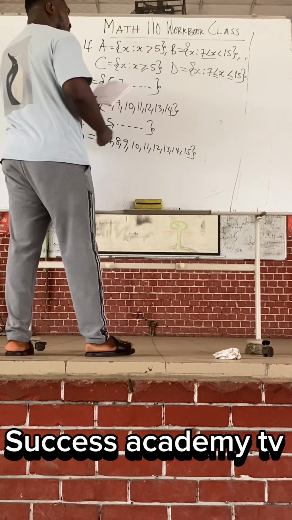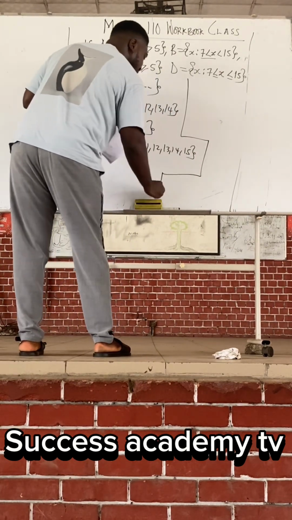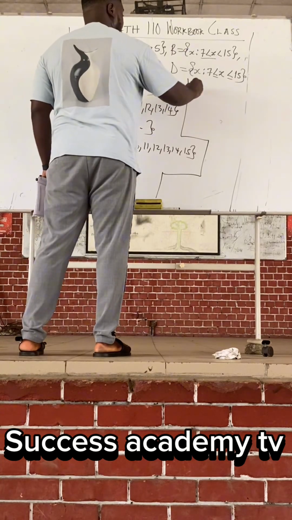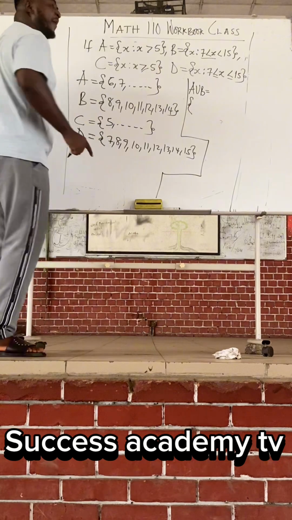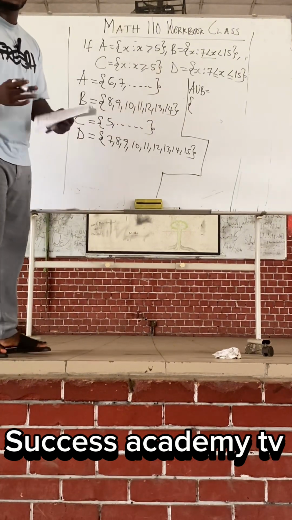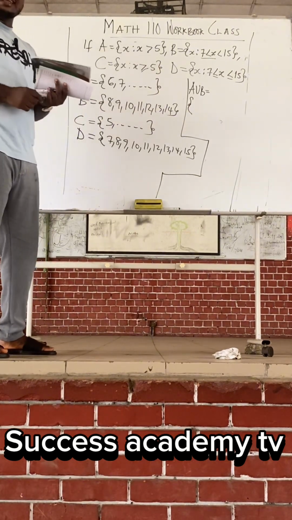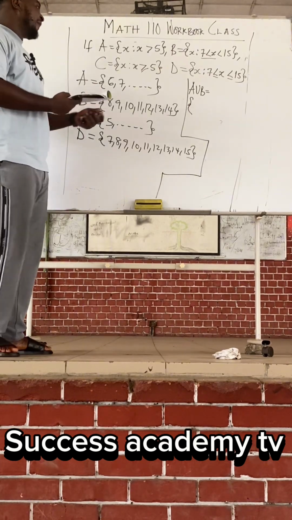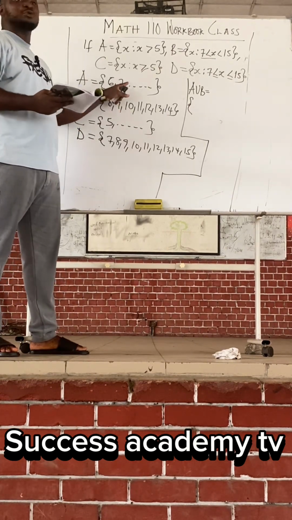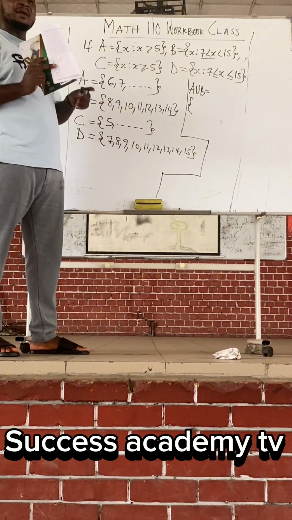Now, class, let's solve the first one. A union B. Class, when unifying two sets, it means join the members of the two sets together without repeating any of them, without any repetition. When unifying two sets, you are joining the members of this set to this set, but without any repetition.